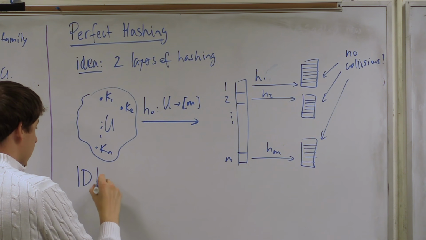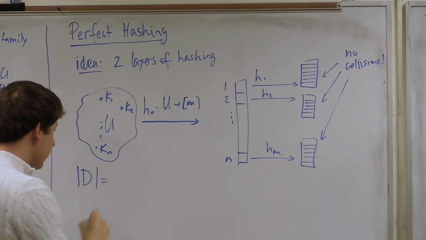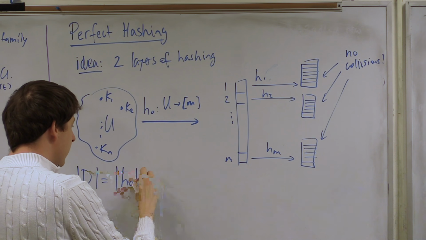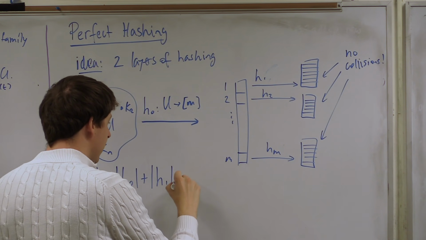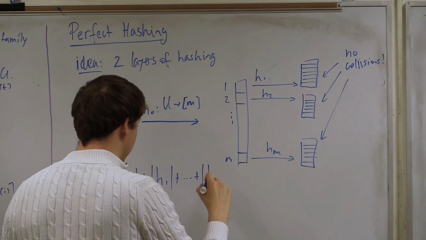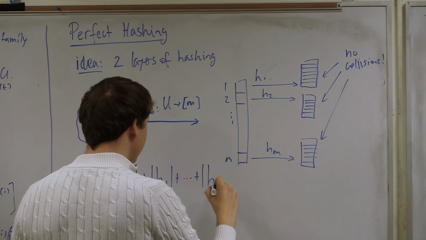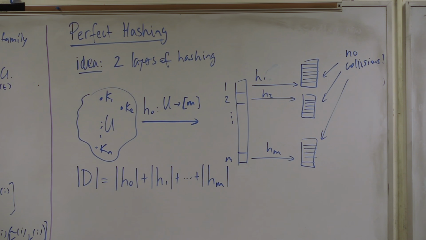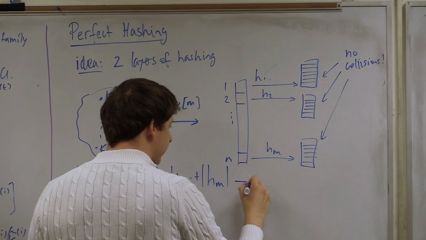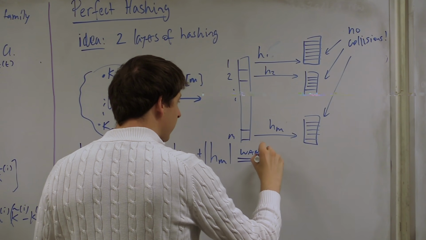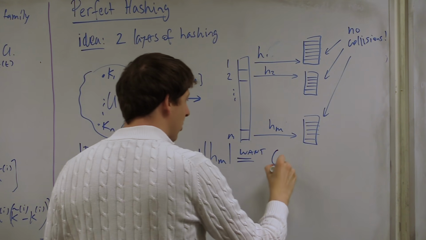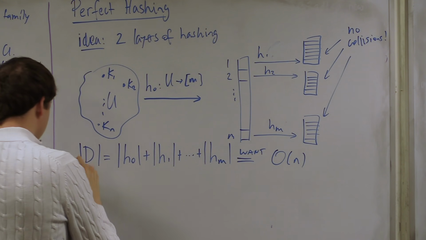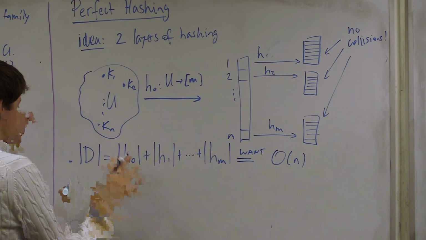Now, the size of the data structure is going to be the size of h0 plus the size of h1, plus and so on up to the size of hm. Okay? And what we want is this to be order of n. So we're going to have to ensure that's the case.